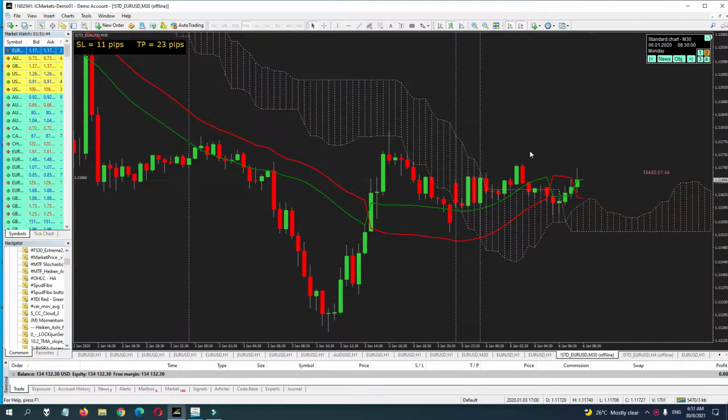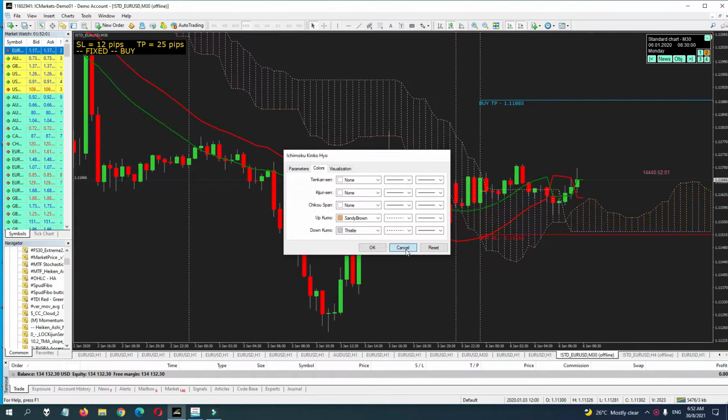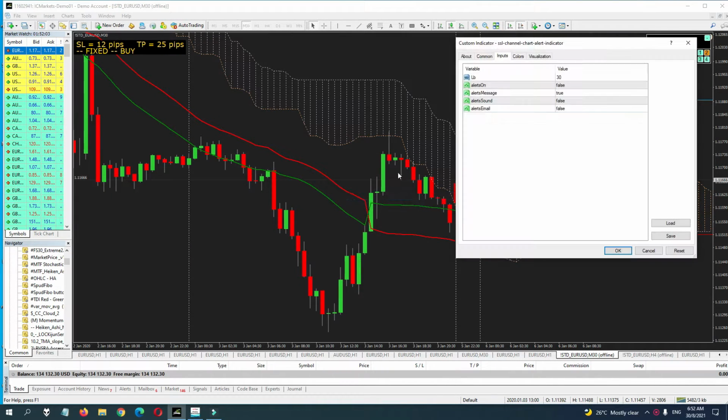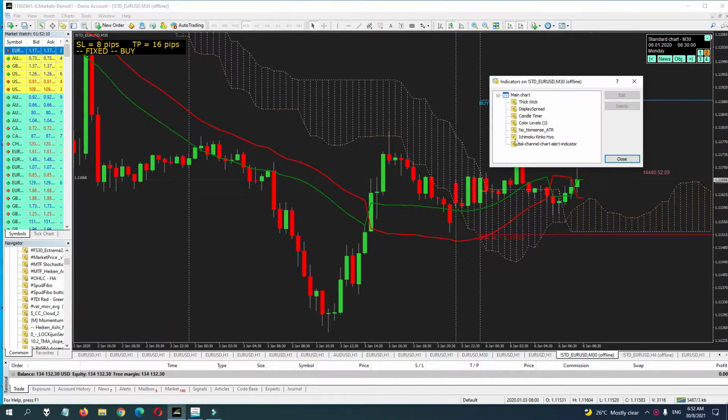Hello, today I'm going to show you the SSL strategy with Kumo Cloud. First, you need Ichimoku default settings, and you only need the cloud in this case. Then you need the SSL channel, the period is 30, and then you need the ATR indicator. I use this one.